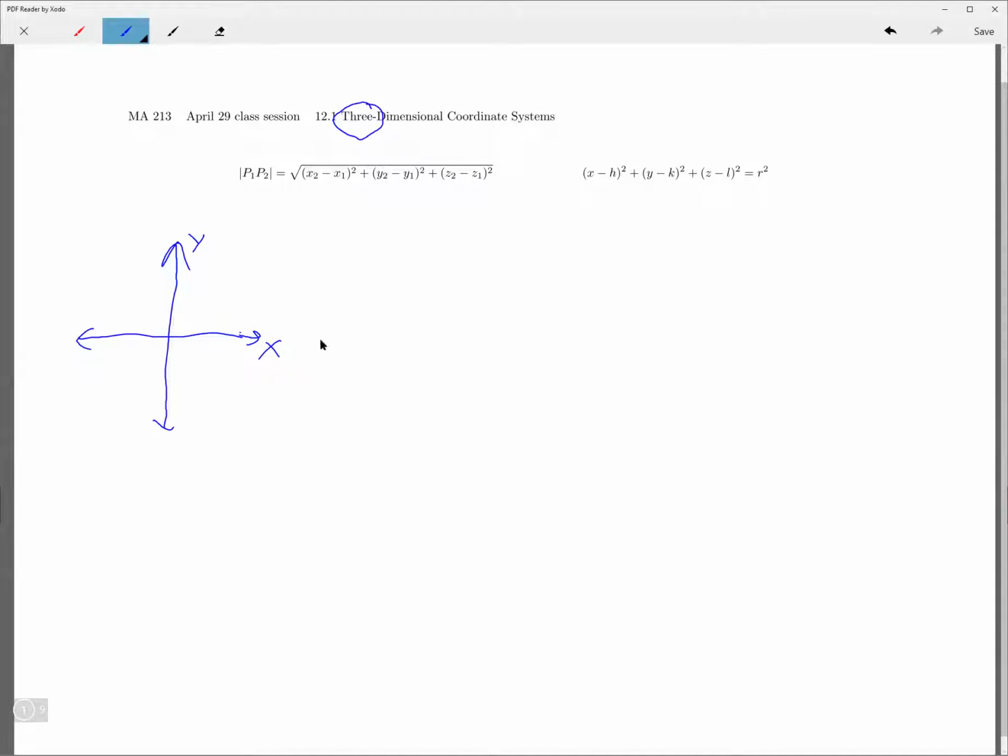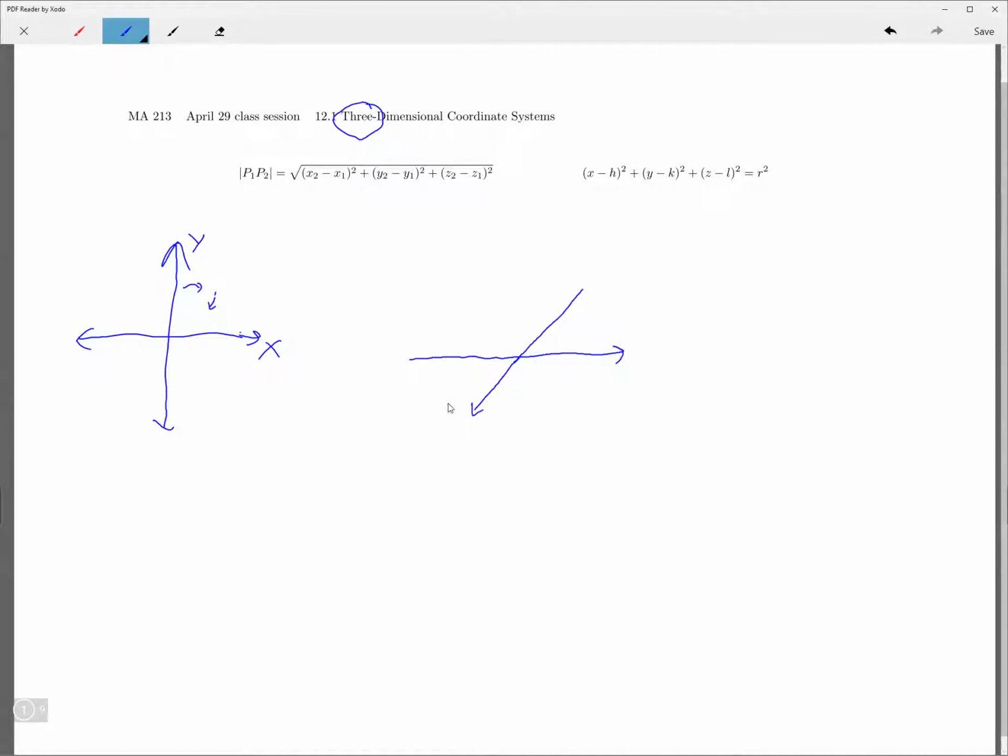So basically, to add the third dimension, what you typically do is rotate this part down, and then forward, and then rotate it that way. So you end up with something like this. Think of this as lying in a horizontal plane.